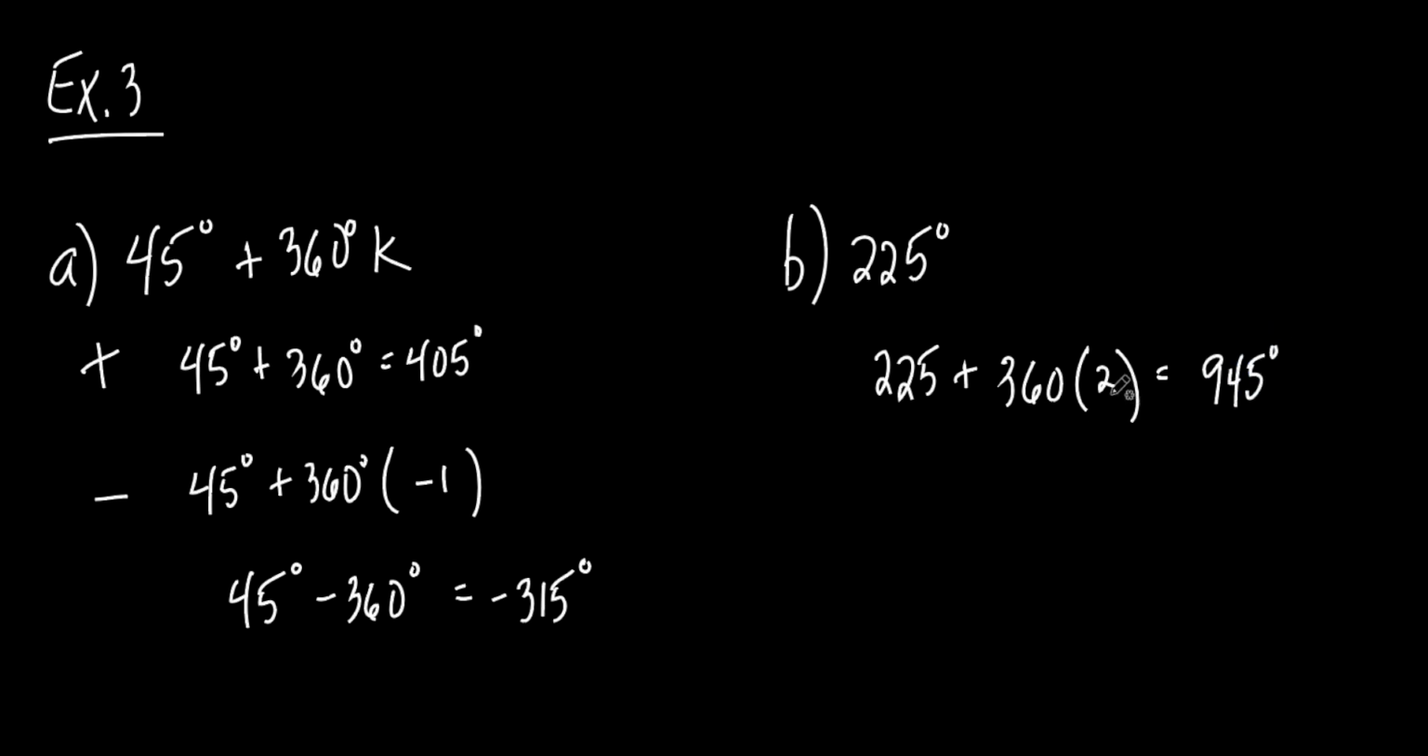You could have gone just 1 time around the circle if you wanted to. You could have gone 3 times around the circle. You're still going to end up in the same place. 225 is in the same place as 945. All right? Does that make sense? And then one more.